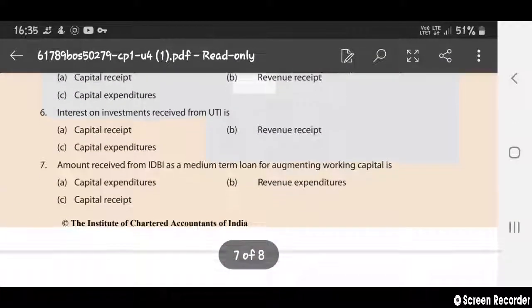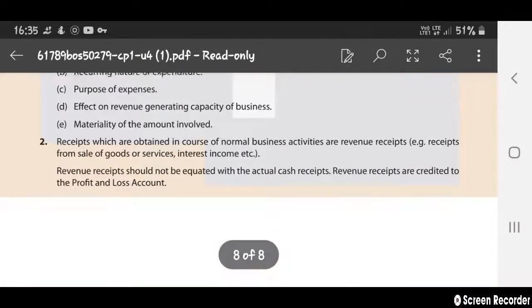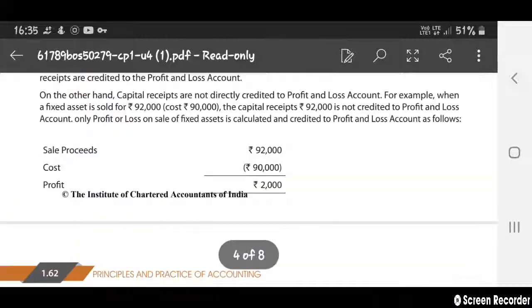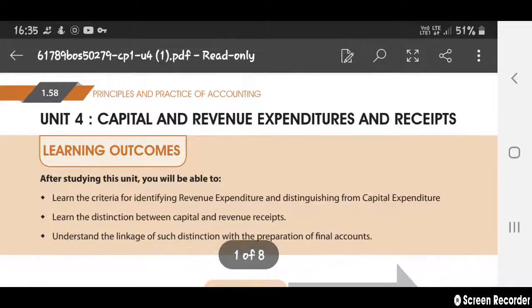So here you can see some of the questions from this chapter, and here you can see the answers also. So okay friends, I think you understand your fourth chapter, capital and revenue expenditures and receipts. So this was your chapter.